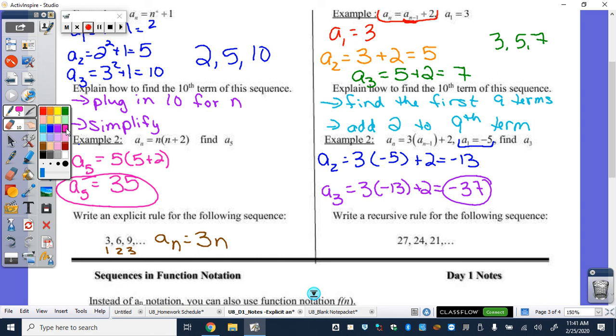So in the last part, write the recursive rule for the following sequence. Again, when I see that I'm supposed to write a recursive rule, I always automatically write my first term down because that is a very necessary part of your recursive rule. So a sub 1 here is a 27. To write the rest of it, we got to figure out what's happening. 27 to 24 to 21. Minus 3. So my previous term, so a sub n minus 1. And then I'm subtracting a 3 from it. So that recursive always has those two parts.